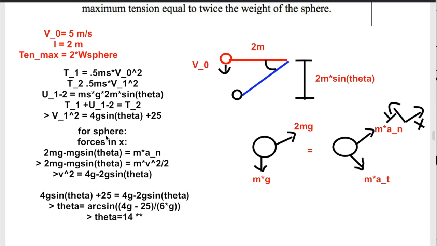Then we use Newton's second law, and we find that the forces here have to be equal to the mass times acceleration here. We just have our x and y in those directions. So we sum the forces for x. This is 2mg minus mg sine theta equals mass times the acceleration in the normal direction. And then we solve it for the velocity squared. We set these two equal to each other, and then we solve for theta, which we find is 14 degrees.